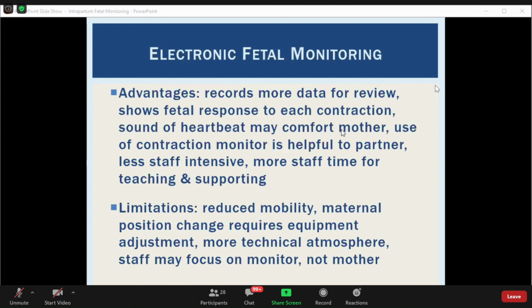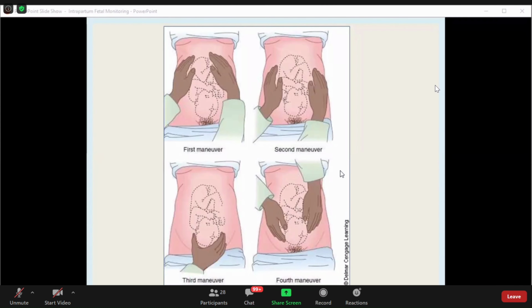Professor, question: you said that before you place the monitors, you have to do Leopold's maneuver? You have to do Leopold's maneuver to know the position of the fetus, because the fetal heart rate is best heard over the fetal back. If you don't know the position, you won't know where to put your monitor. So that's just standard procedure. Every time you put on the fetal monitor, you start with Leopold's, at least initially when she comes in, okay?